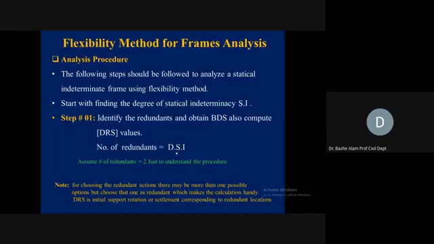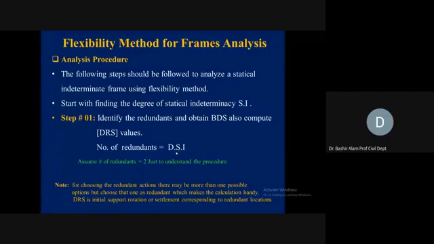Now identify the redundants and obtain the basic determinate structure. Also compute the DRS values. The number of redundants will be equal to the degree of statical indeterminacy. Let's assume the number of redundants is equal to 2, just to understand the procedure, a 2-degree problem we are considering.